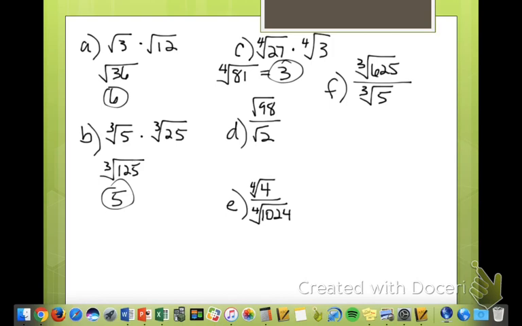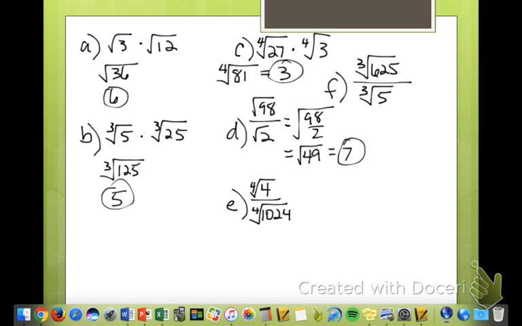All right, now write down D. We've got the square root of 98 divided by the square root of 2. Notice they're both square roots, so we can go ahead and combine this problem all under one square root. And sometimes that will help us to simplify it, because 98 divided by 2 is 49. The square root of 49 is 7.